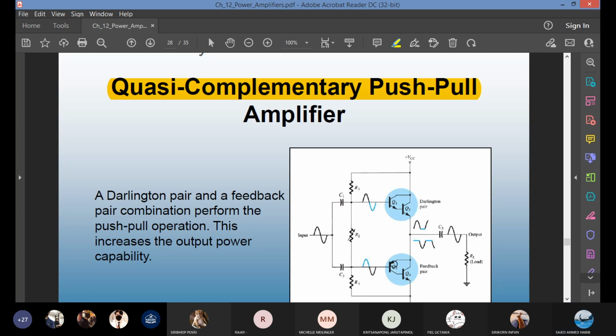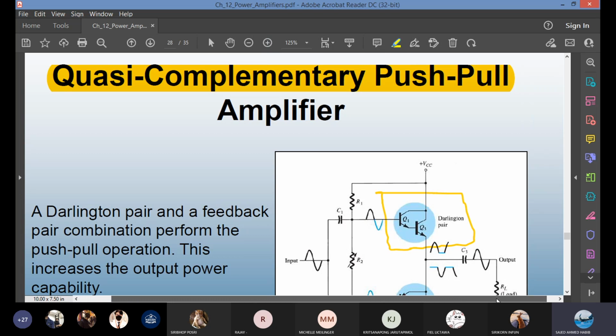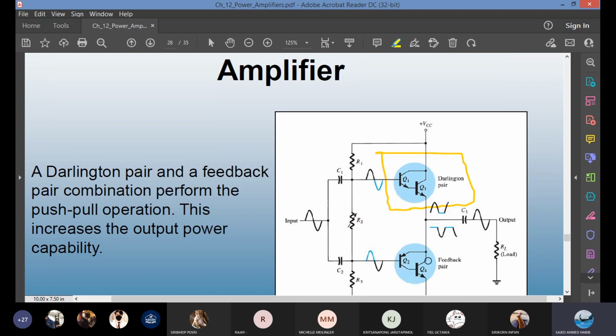You have a PNP and an NPN. The upper pair, you have seen this. I asked this question in the midterm exam. Do you recognize this one? It's a Darlington amplifier, Darlington connection. The beta of the transistor is beta 1 multiplied by beta 2. Very high current gain. And this one is not Darlington.